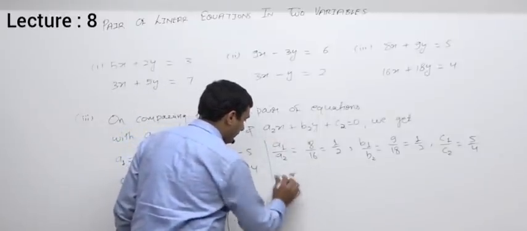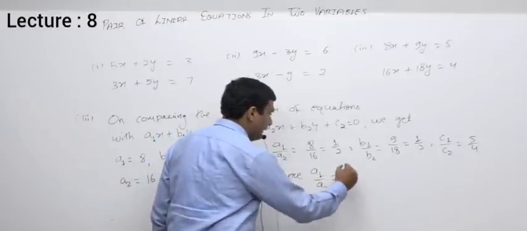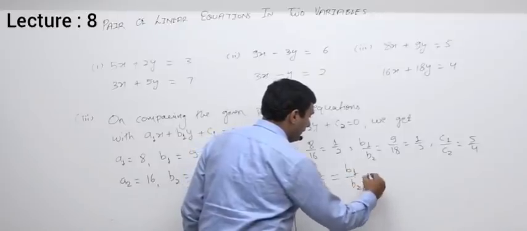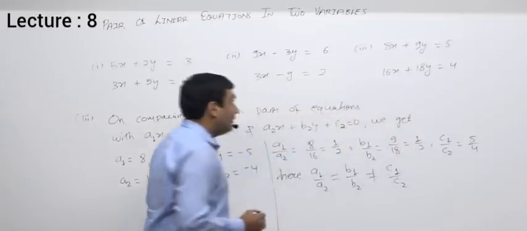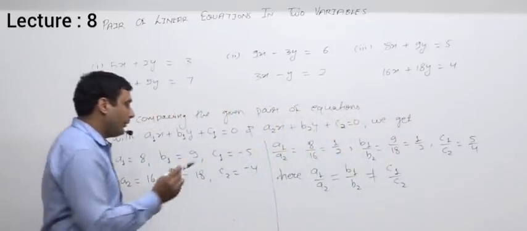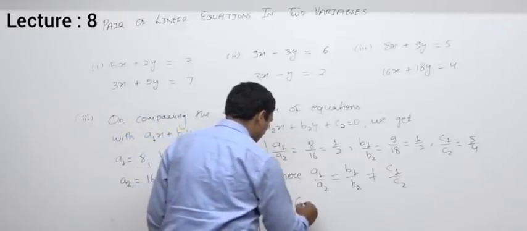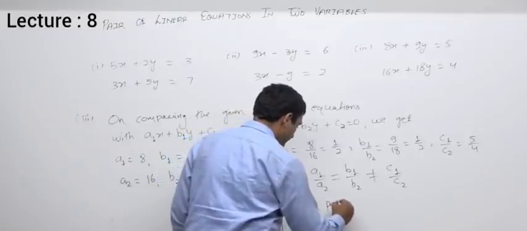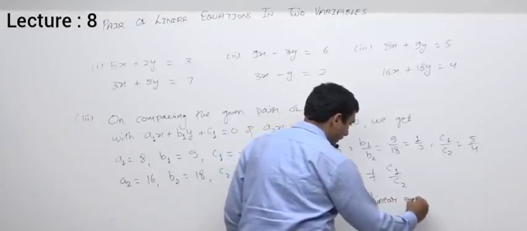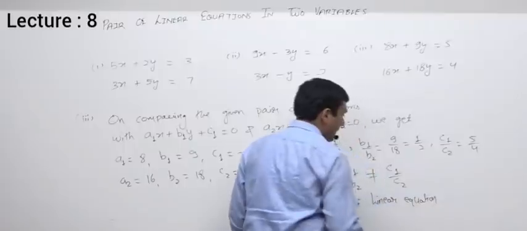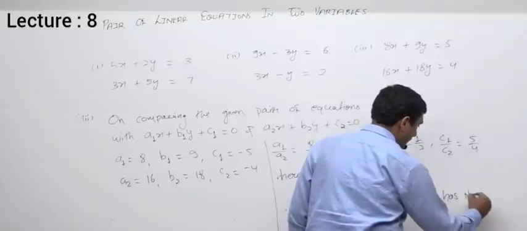So here a1 upon a2 is equal to b1 upon b2 is not equal to c1 upon c2. Therefore the given pair of linear equations has no solution.